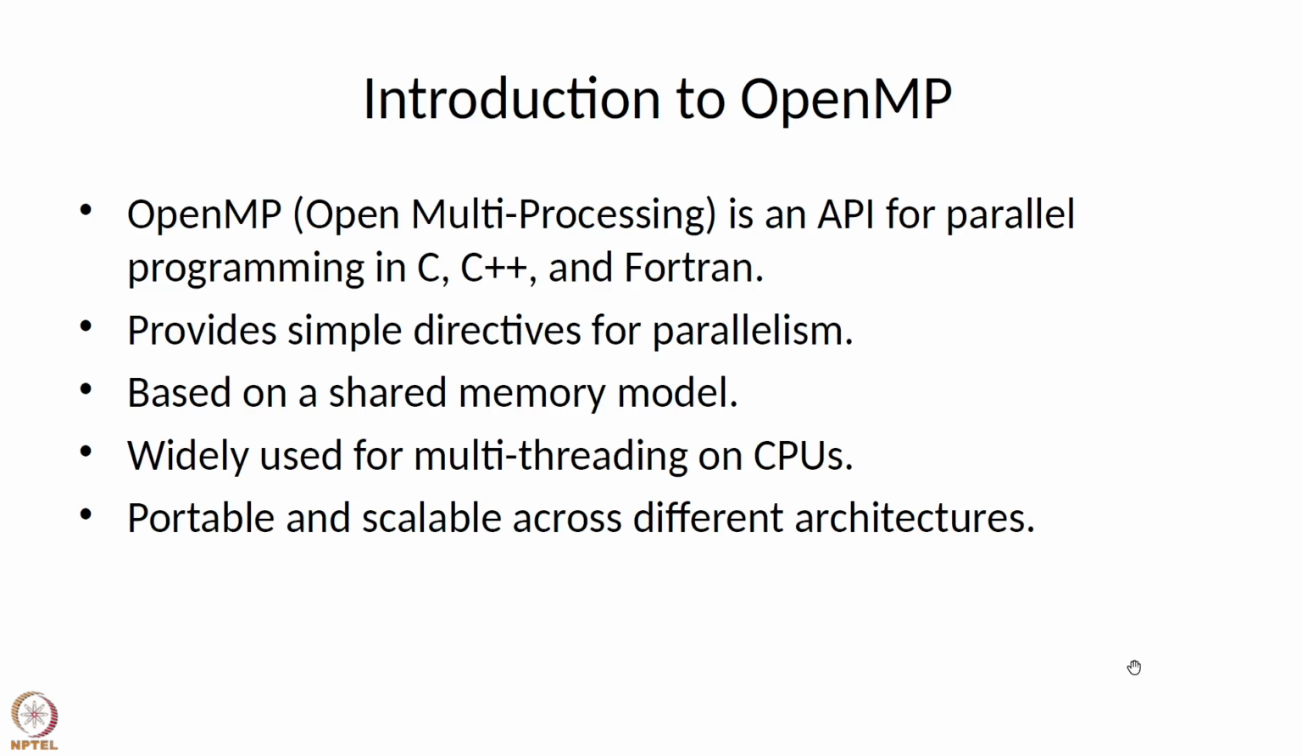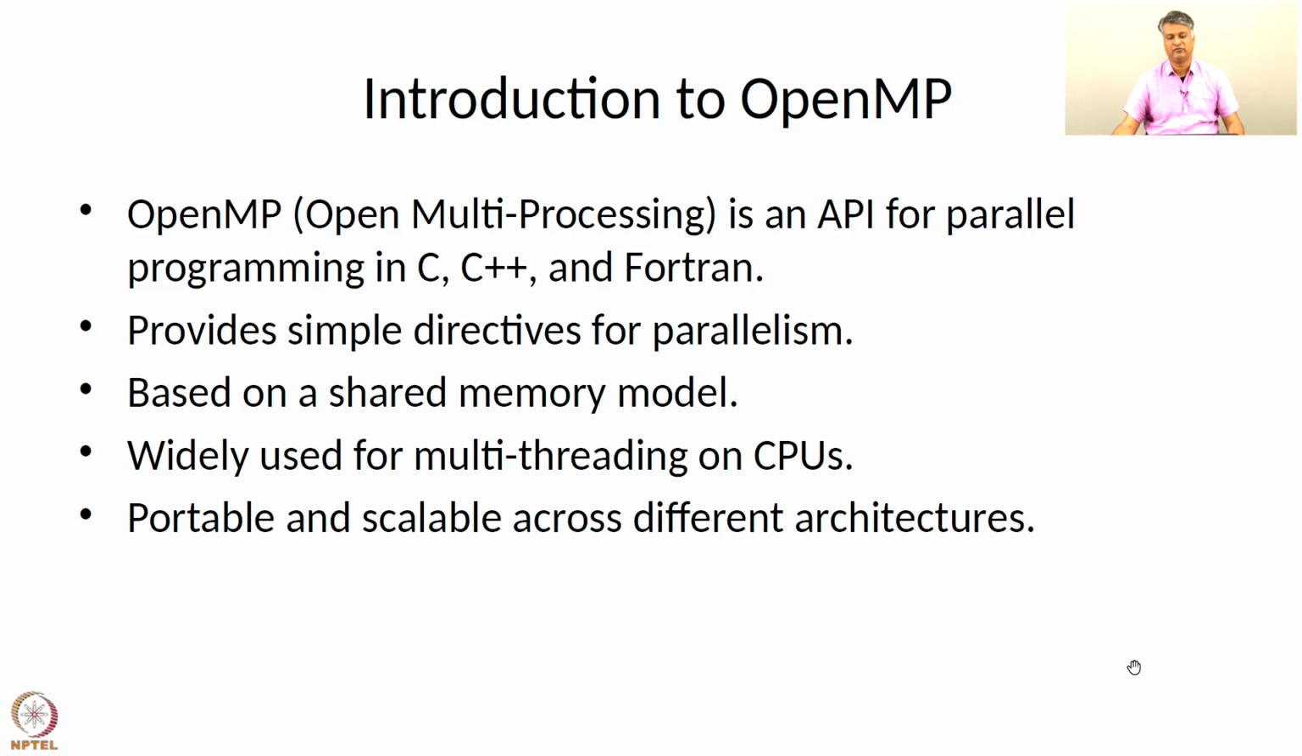What is OpenMP? OpenMP, or Open Multiprocessing, is an API for parallel programming which is compatible with C, C++, and Fortran. What it really achieves is simple directive-based parallelism. OpenMP, more importantly, works on the shared memory model or shared memory machines, where you have multiple CPU cores which are attached on the same motherboard and have access to the same global memory.